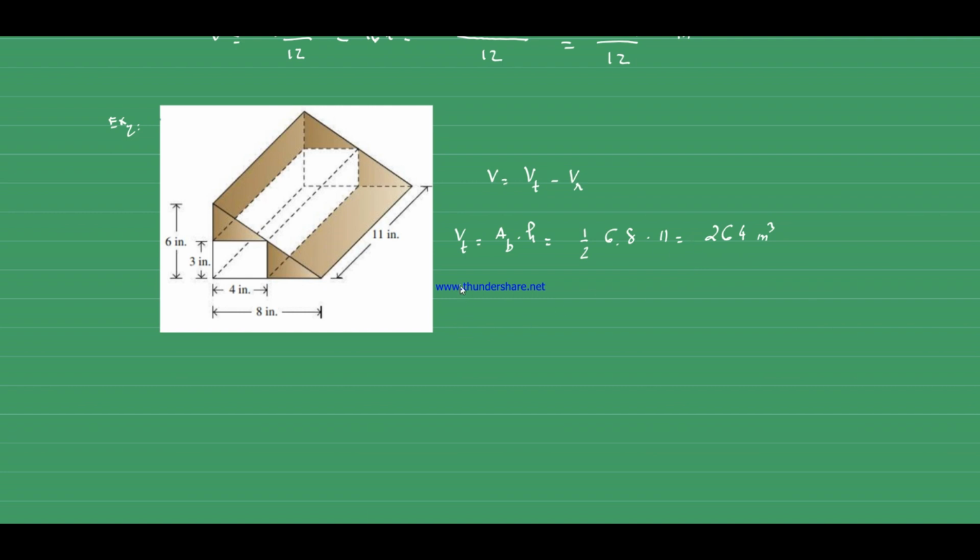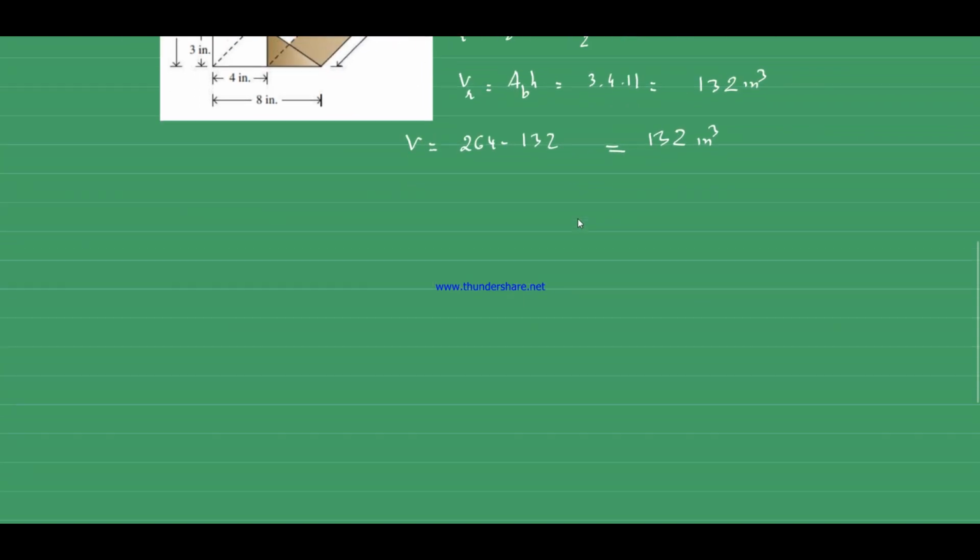Now you want to find the volume of the rectangular prism over here. So you have the base times height. The base here is a rectangle, so the area is length times width. So 3 times 4 times 11, which is 12 times 11, so it will be 132 inch cube. Now you can find the volume: 264 minus 132, which gives you 132 inch cube. Here you go. See, very easy.